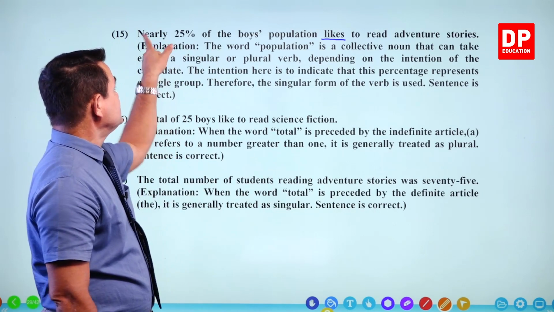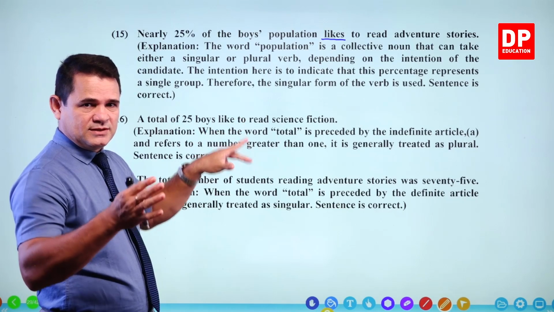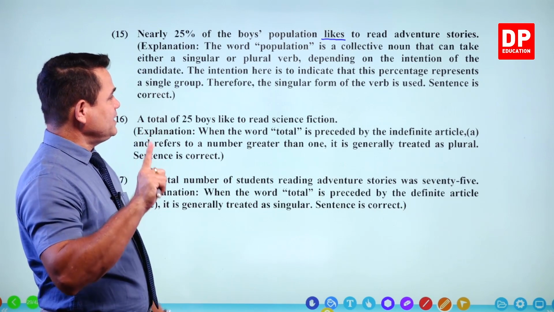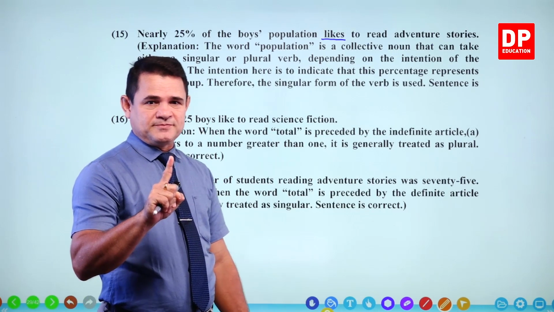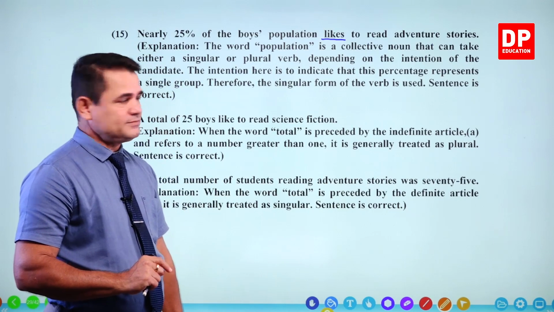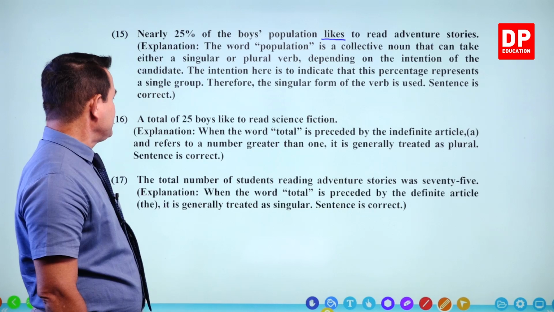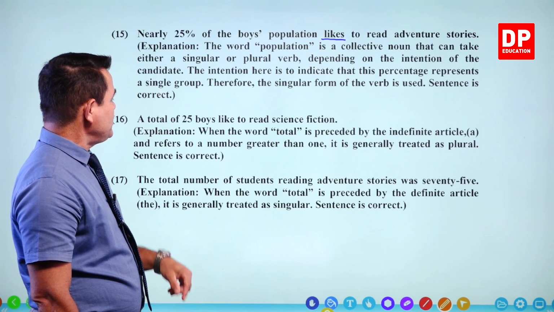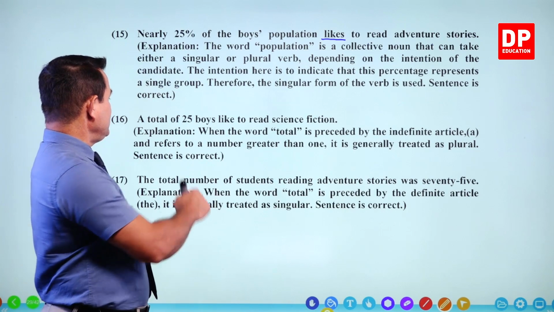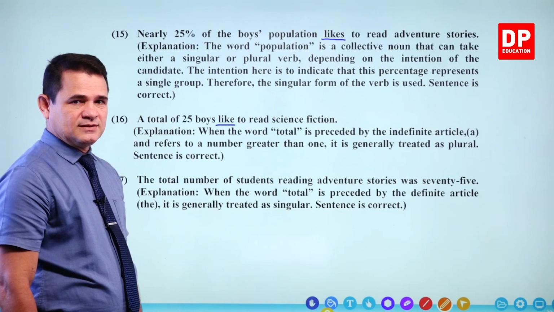Right? Though there is this 25%, 25 is a big number, all of it is counted as one. So the intention is to tell it as one unit. Therefore the singular verb is used. So the sentence is correct. Next one. A total of 25 boys like to read science fiction. 25 boys, plural form. Like.